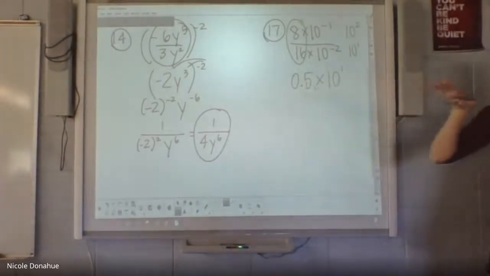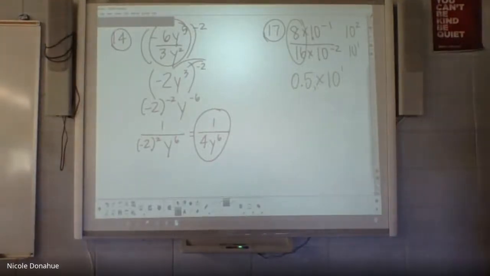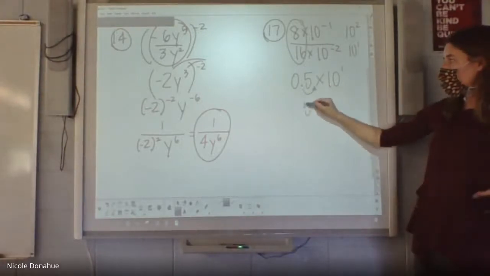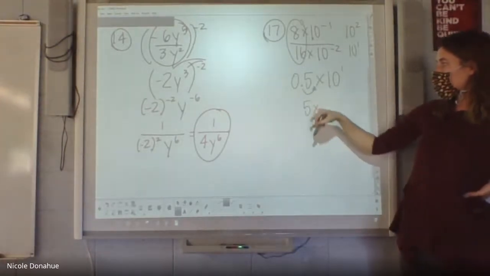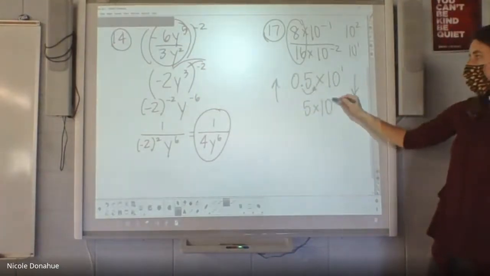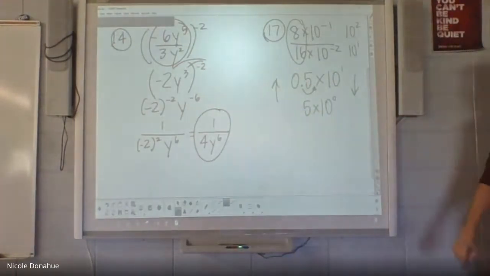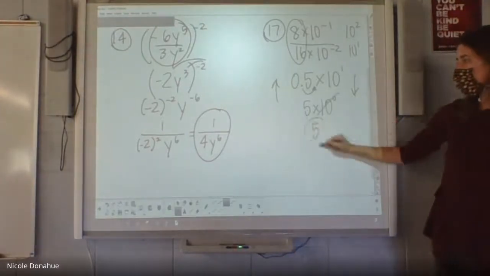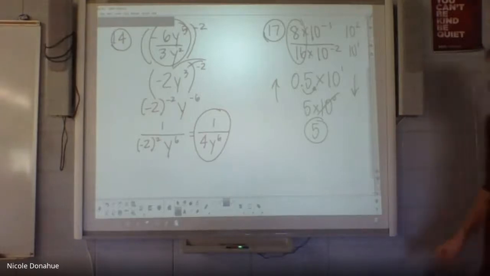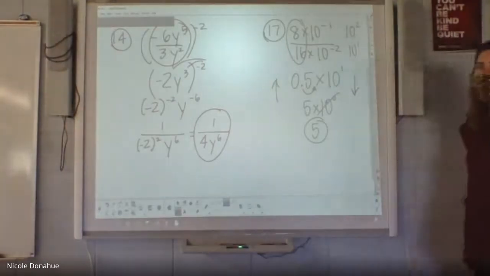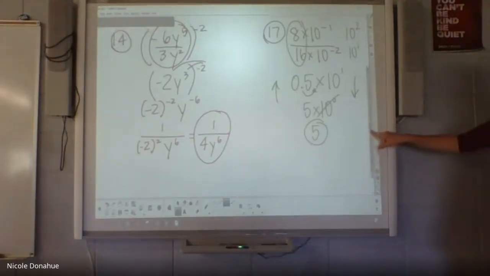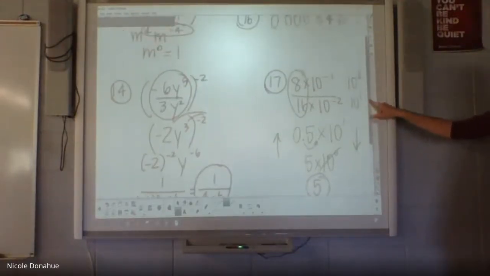50 cents isn't good. Remember we talked about that being like lunch money. So I need to move this decimal over 1 time to be 5. If this number gets bigger, this one needs to get smaller. So it's 10 to the 0. Anything to the 0 power equals 1, so this just ends up being 5. $5 for lunch. You get a double lunch. Oh yeah, true. Okay, I'm going to go back to number 16 then, if we could.